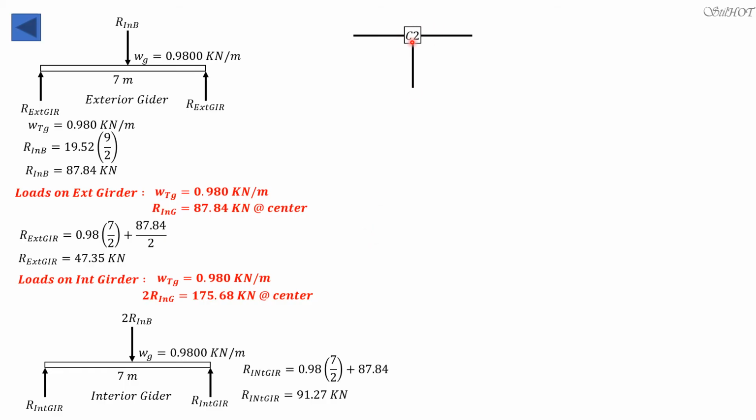So this is column 2. At the left side, here and here, the reaction is equal to the reaction of the exterior girder, which we already computed as 47.35. So that means the reaction here is 47.35, directly transmitted to the column because this girder is framed into the column directly. On the other side, it's also 47.35 by symmetry. You look at the original figure so that you can analyze.